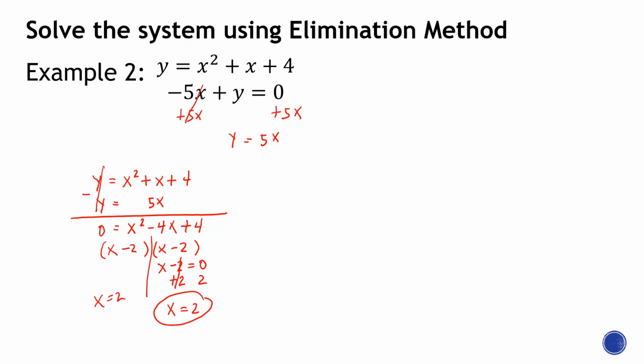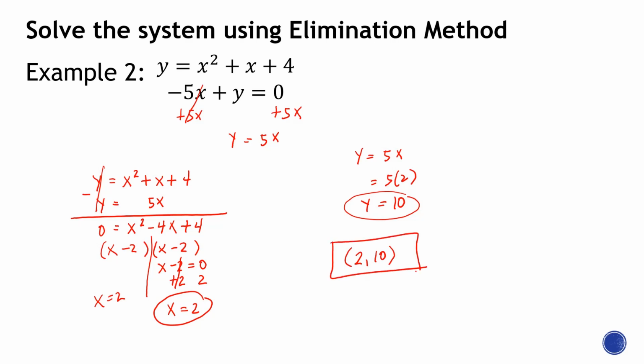Since we only have one x, that means we only have one y, and that means there's only one point of intersection of these two graphs, of these two equations when we graph them. Let's use the linear equation to solve for y. So y equals 5x. Replace x by positive 2. So y is equal to 10. So which means that the point of intersection is at 2 and 10.